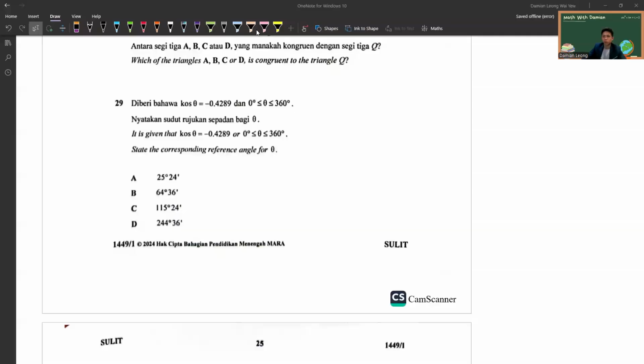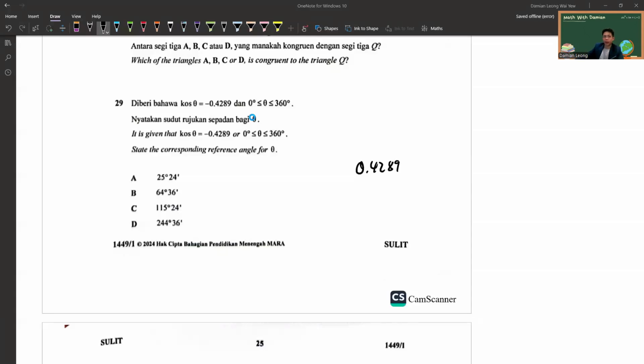Question 29. It's given cos theta is negative 0.4289 for theta more than or equal to 0, less than or equal to 360. State the corresponding reference angle for theta. So cos theta is negative 0.4289. Okay, means I just consider 0.4289, because I just want the reference angle.